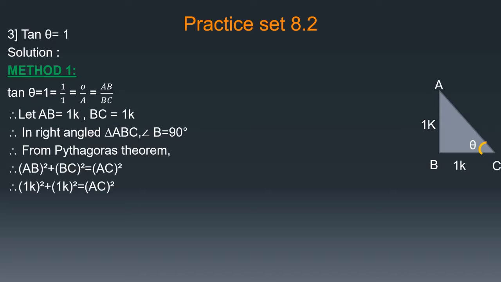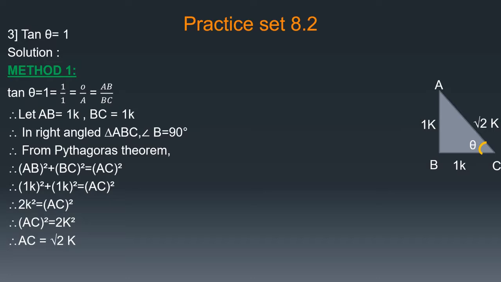So Pythagoras theorem says AB square plus BC square is equal to AC square. Now the values of AB and BC we have considered, so let us substitute these values. We get 1K square plus 1K square is equal to AC square. So 1K square plus 1K square is 2K square, which is equal to AC square. Therefore, taking the square root on both sides, we get AC is equal to square root of 2 into K. We got the value of AC, that is root 2K.